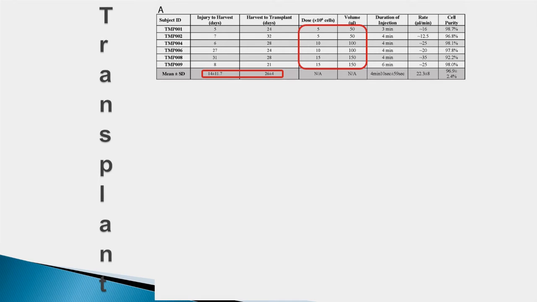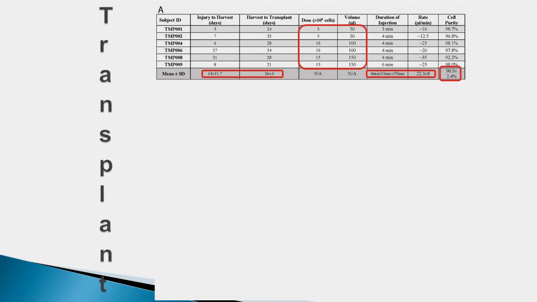We also have information about the dose. So this was a dose escalation trial. The first 2 individuals received 5 million cells in a single injection of 50 microliters. The second 2 individuals received 10 million cells in a single injection of 100 microliters. And the final 2 individuals received 15 million cells in a single injection of 150 microliters. The duration of the injection was an average of about 4 to 4.5 minutes for each individual, at a rate of 22 microliters per minute.